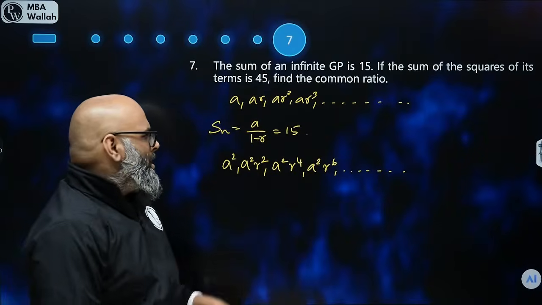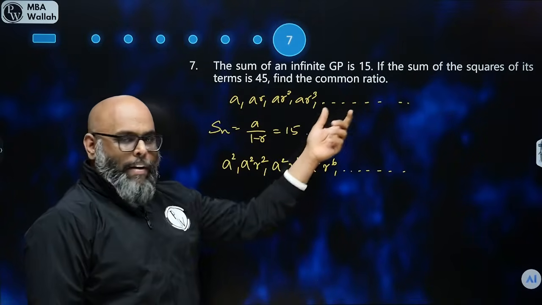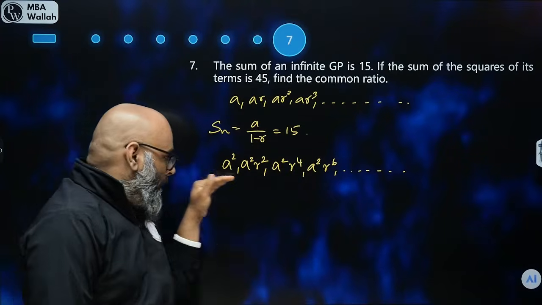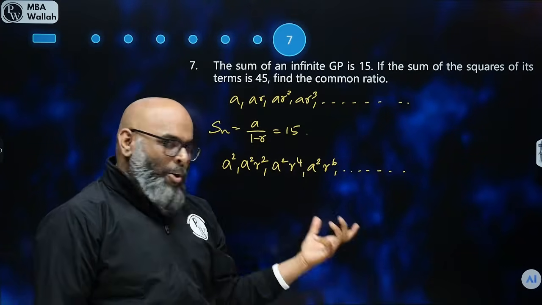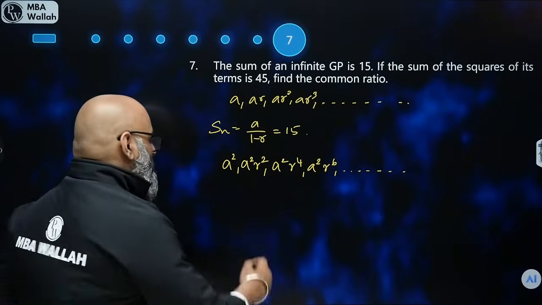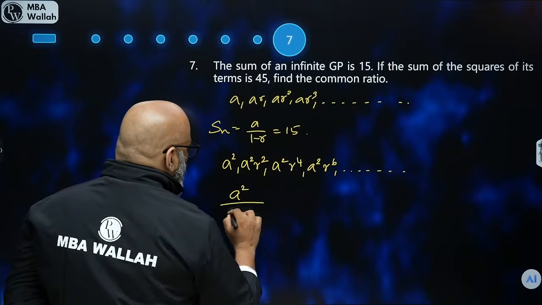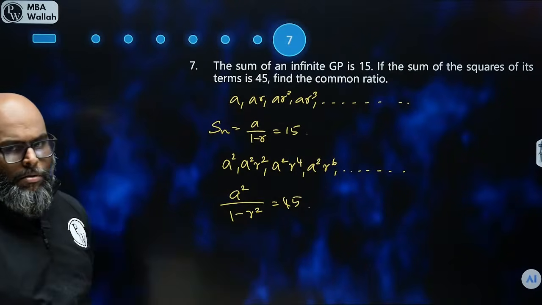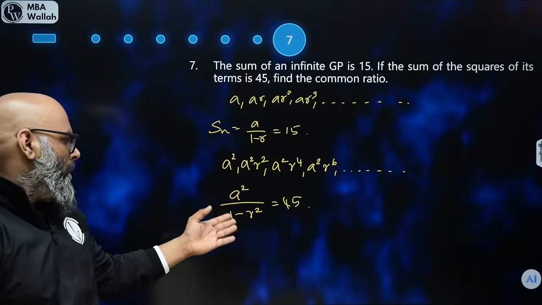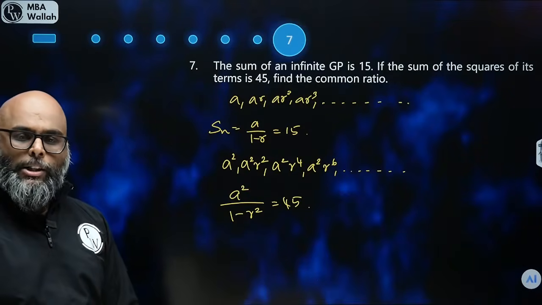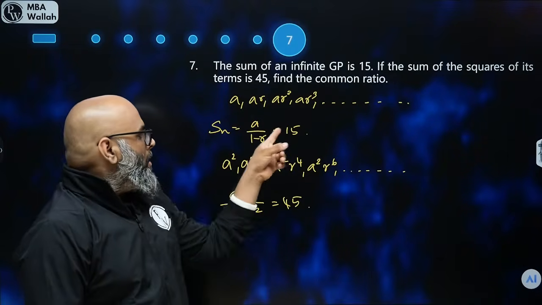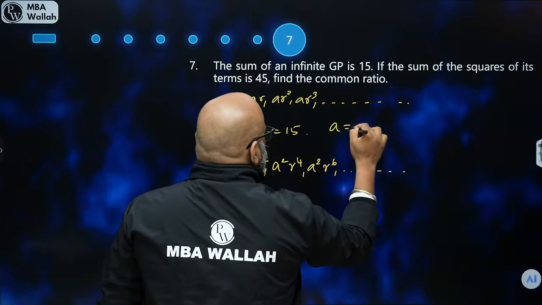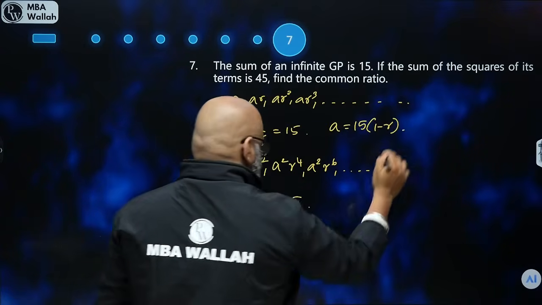Now notice this, if you are squaring each term, this is still an infinitely decreasing GP, right? Still here r is less than 1 only. So what will be the sum of this GP? You will say a square by 1 minus r square is equal to 45. That's all. Here we say a by 1 minus r is equal to 15, so from here I can say a is equal to 15 into (1 minus r).